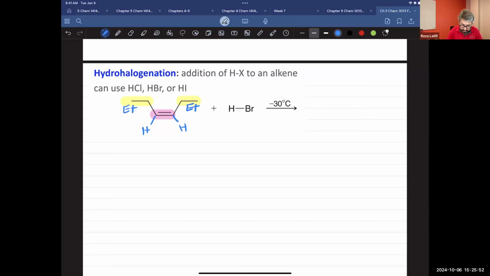The first step of this reaction is that the alkene, the nucleophile, is going to attack the hydrogen. Hydrogen has a positive charge. How do I know it has a positive charge? Because it's attached to bromine, and bromine is more electronegative. Bromine will take these two electrons, and the alkene will go after hydrogen and take the hydrogen. And the first thing that we're going to get will be this.